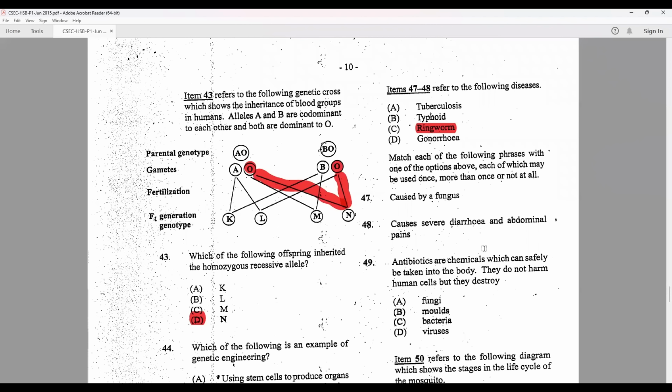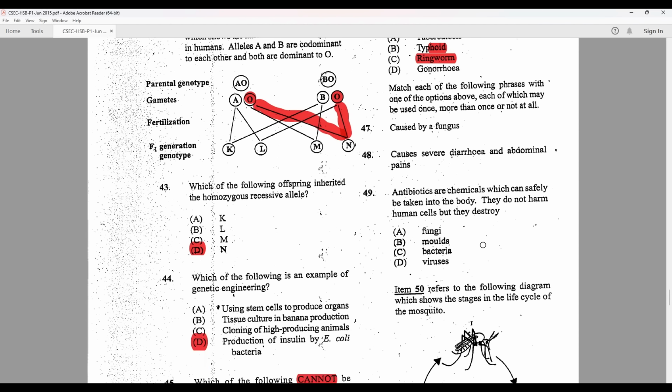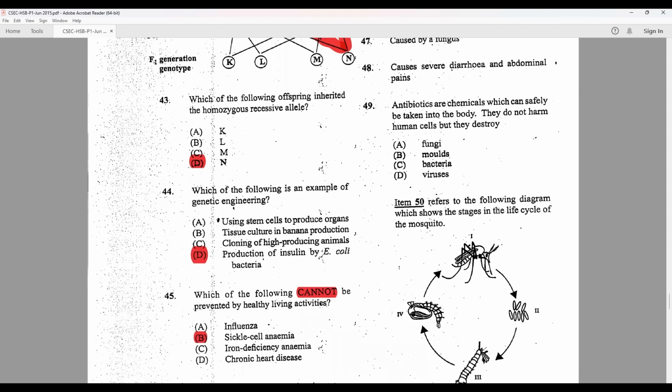And for 48, causes severe diarrhea and abdominal pains. From what is provided, that will be typhoid. Tuberculosis is respiratory. Gonorrhea is sexual. So typhoid, or B, is the answer for 48. Going on to question 49. Antibiotics are chemicals which can safely be taken into the body. They do not harm human cells, but they destroy bacteria.